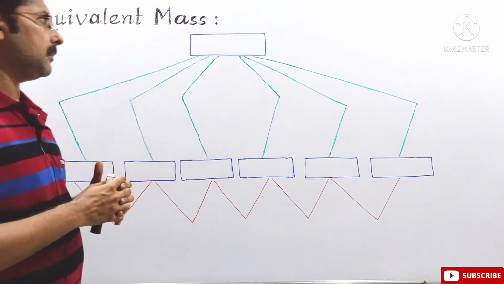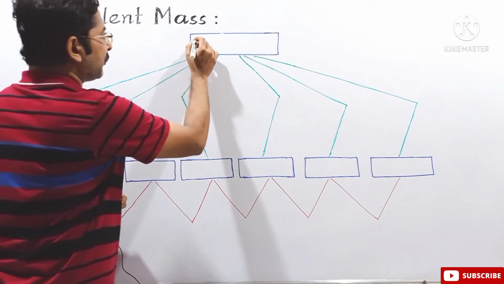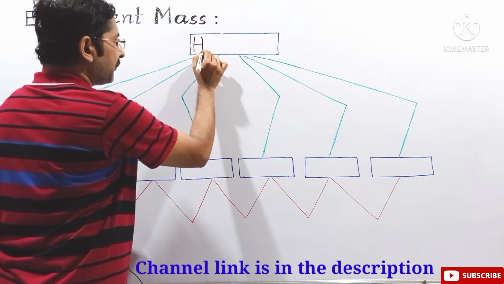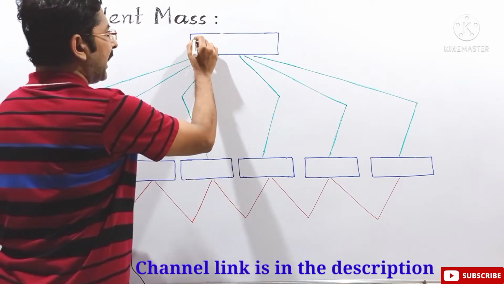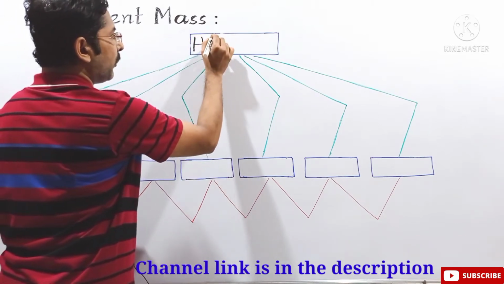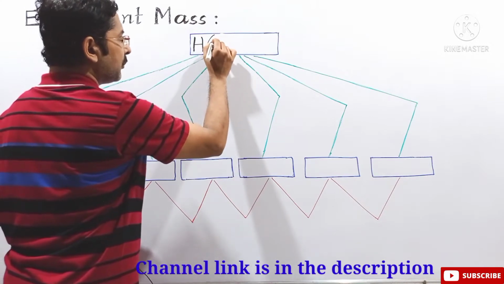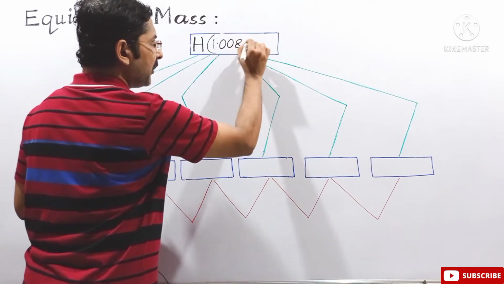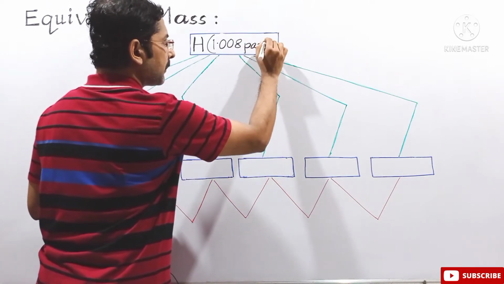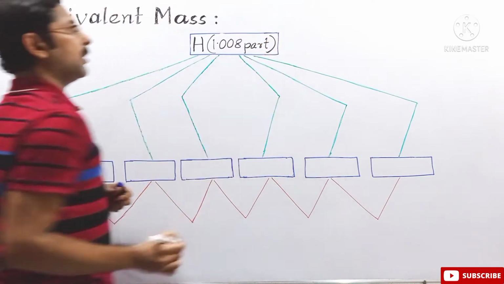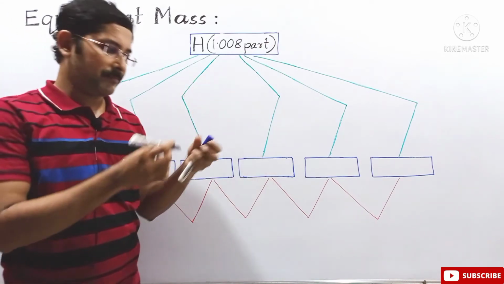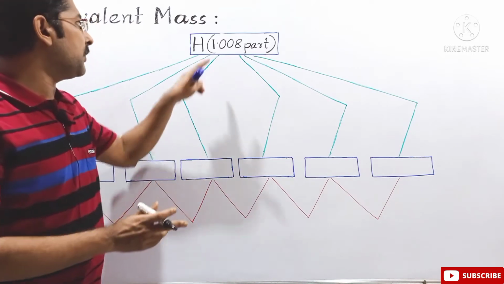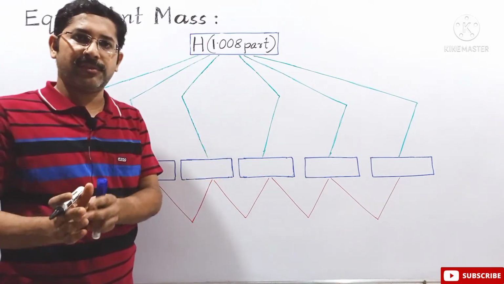Okay, let us take hydrogen as our standard element, right? We know the atomic mass of hydrogen is 1.008. So we take 1.008 part of hydrogen. Now take another 6 elements which can combine with hydrogen to form different compounds, right?